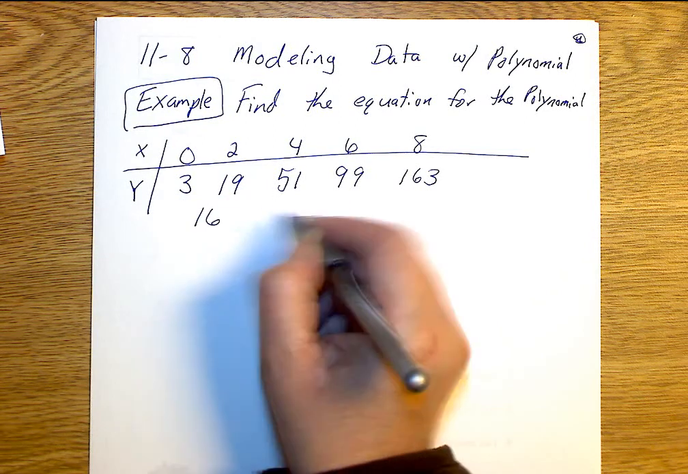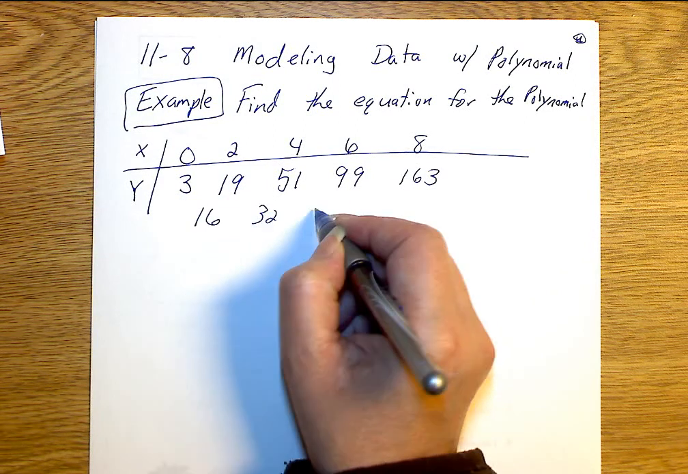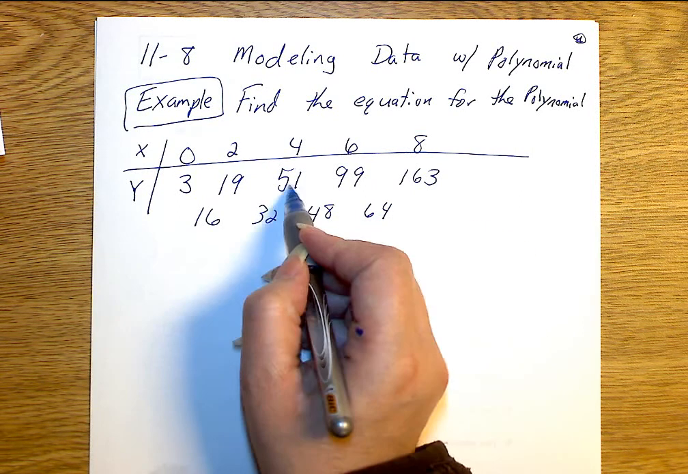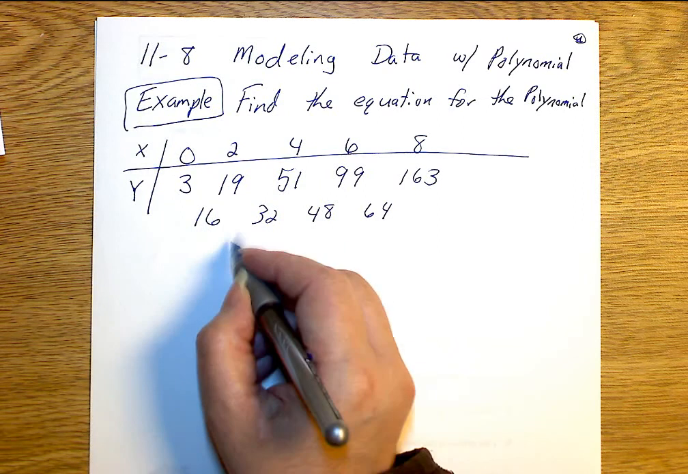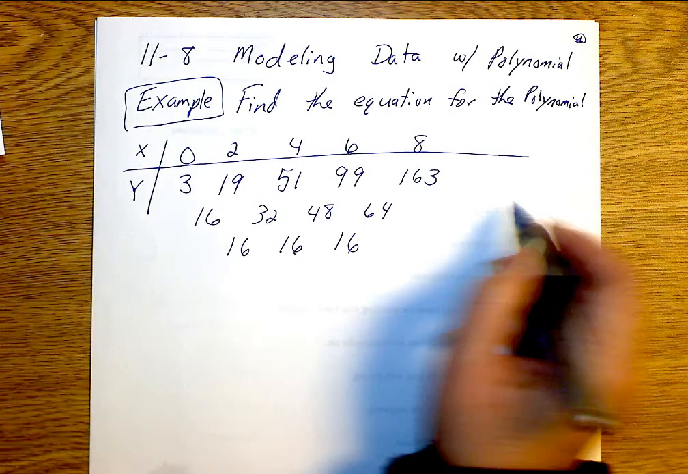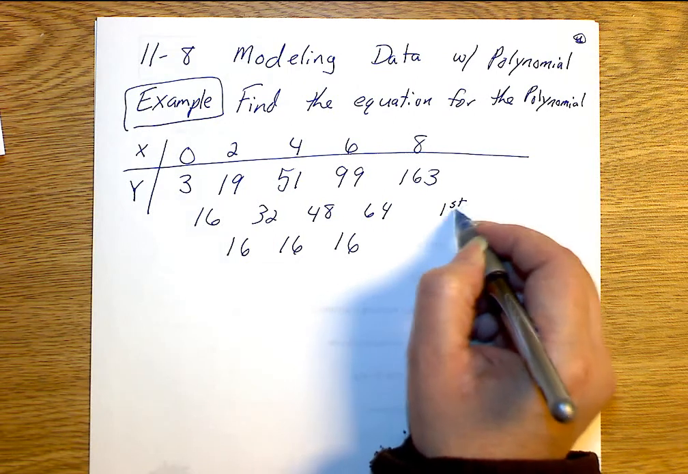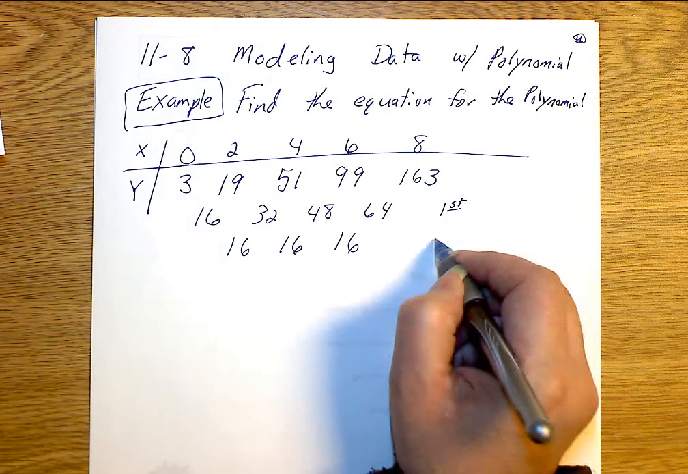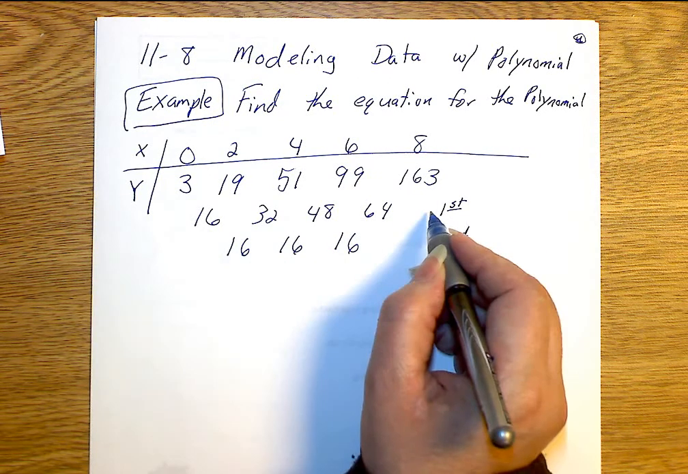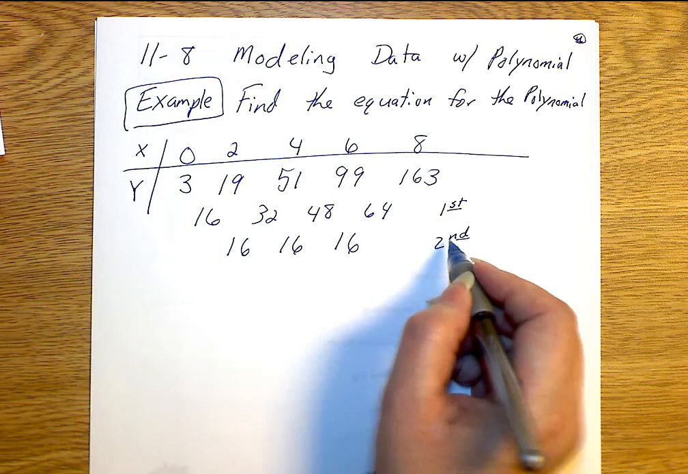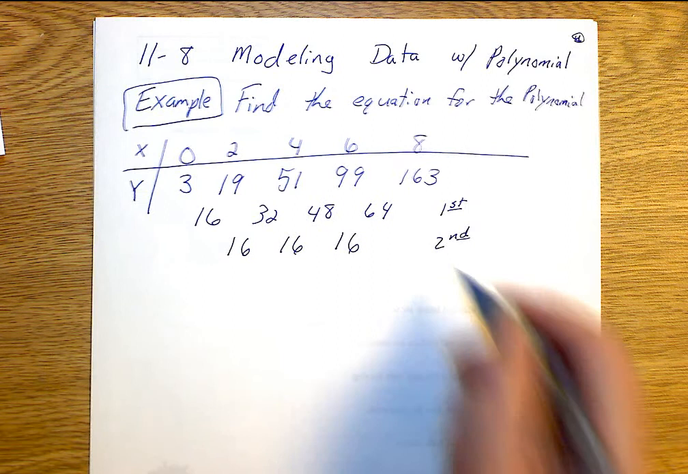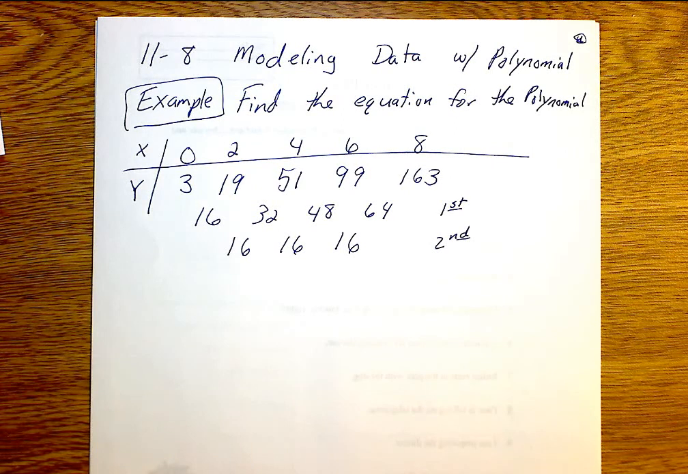16, 32, 48, 64. So you literally are just taking this number, subtracting it. What's my next row? Alright, all 16s. So you can see that this was my first degree of subtraction. This would be a second degree. If these all were the same, then it would have been first degree. But since all of these are the same, it's a second degree polynomial. Alright, anybody have questions about that part?